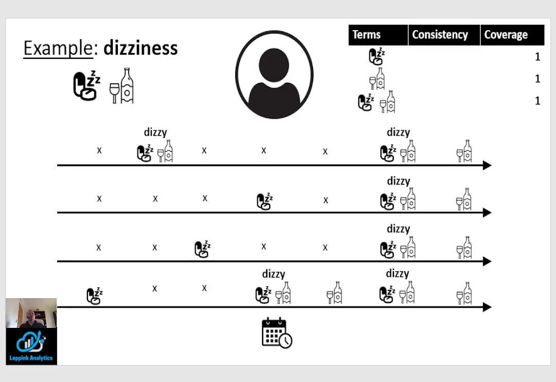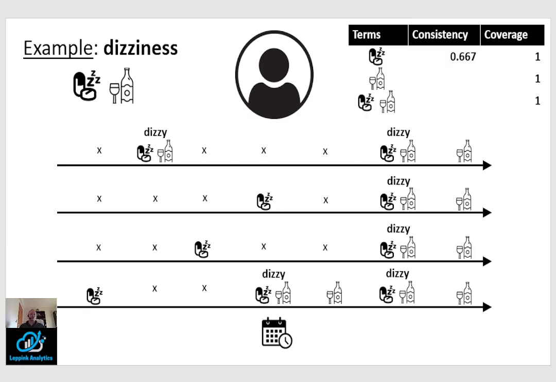Now, what does that mean? Well, there are 6 days in this chart where dizziness was observed, and in all 6 cases a sleeping pill was taken the night before, and there was also alcohol involved. So all the cases of dizziness can be explained by sleeping pill, alcohol, or both, without any kind of further quantification which of sleeping pill or alcohol contributes more. However, when we look at consistency, the picture is different.